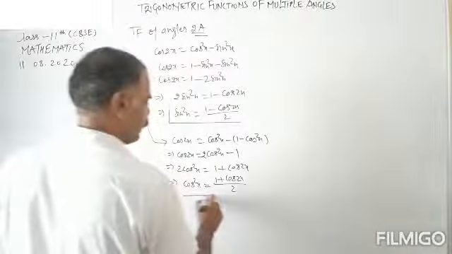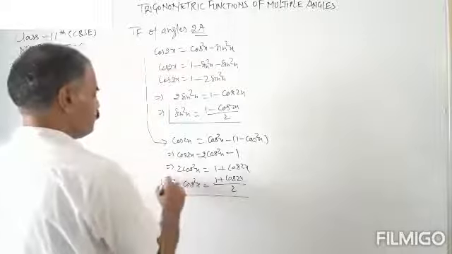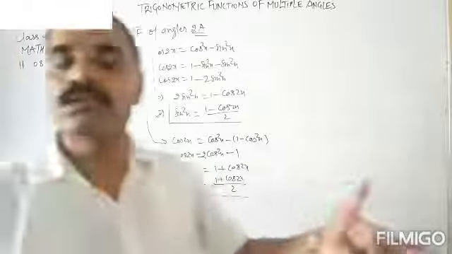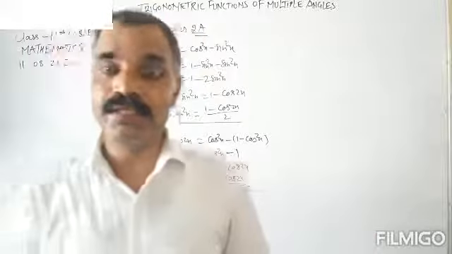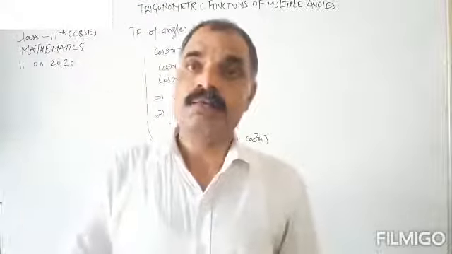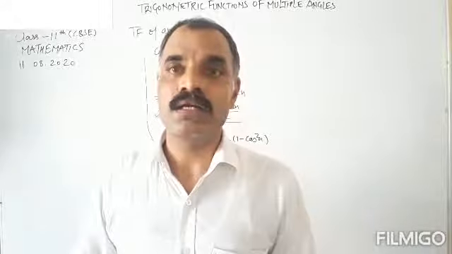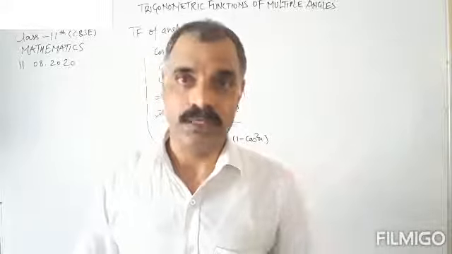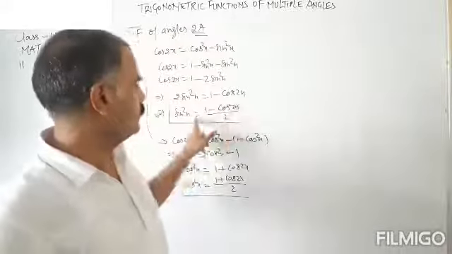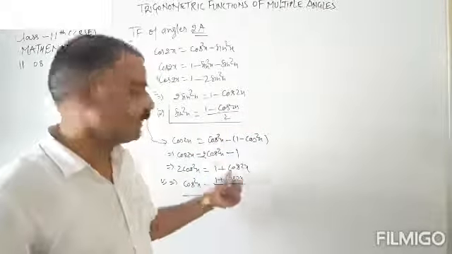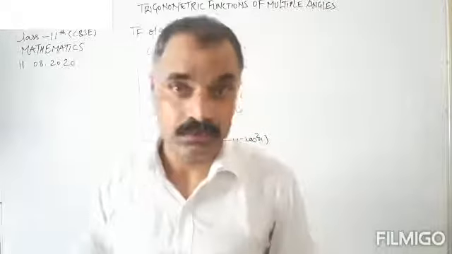Remember this formula also. So this one and this one, these are the two different forms of cos 2x, or we can say converting sin square x into cos 2x and cos square x into cos 2x using the formula sin square x equal to (1 minus cos 2x) upon 2 and cos square x equal to (1 plus cos 2x) upon 2.